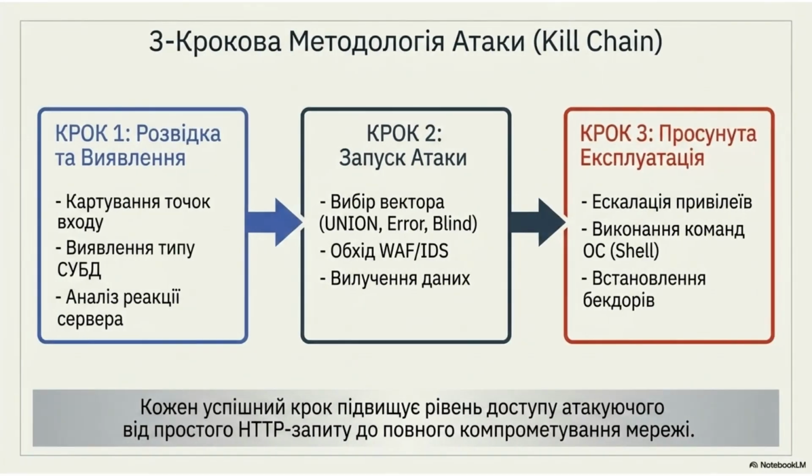The attack follows a three-step kill chain. First, reconnaissance and discovery. Second, executing the attack. And third, advanced exploitation. Each step increases the attacker's level of access, moving from simple requests to full network compromise.